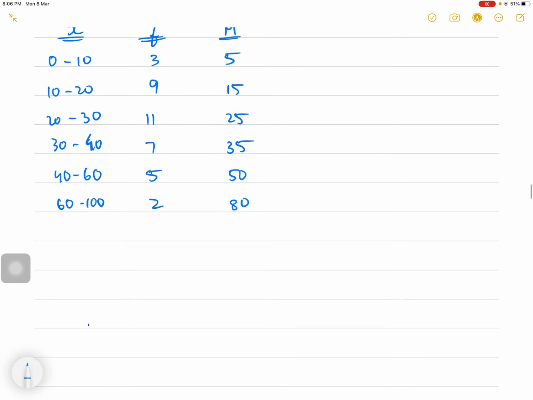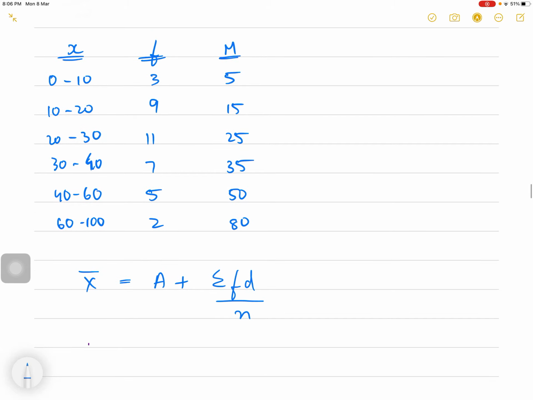Now the formula for arithmetic mean is x bar is equal to A plus summation fd upon n, right? N is the total of frequency. Let's calculate the total: 3 plus 9 plus 11 plus 7 plus 5 plus 2. 23, 30, 35, 36, 37. So the total of frequency is 37.